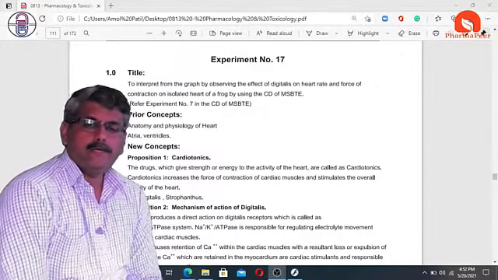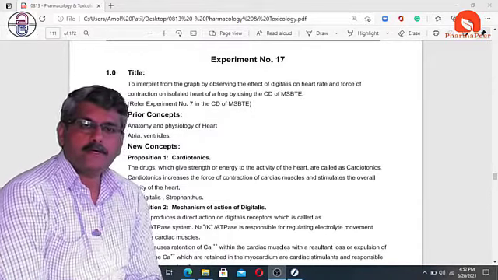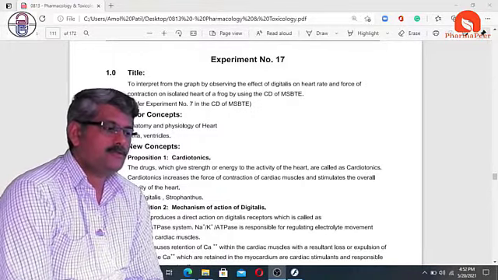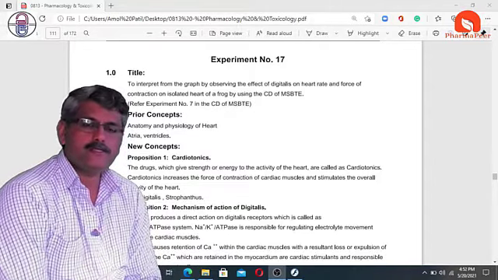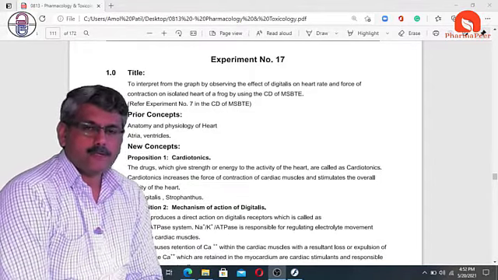Hello everyone. Today we are going to see experiment number 17. The title of experiment number 17 is to study the effect of digitalis on frog heart. So what is digitalis?